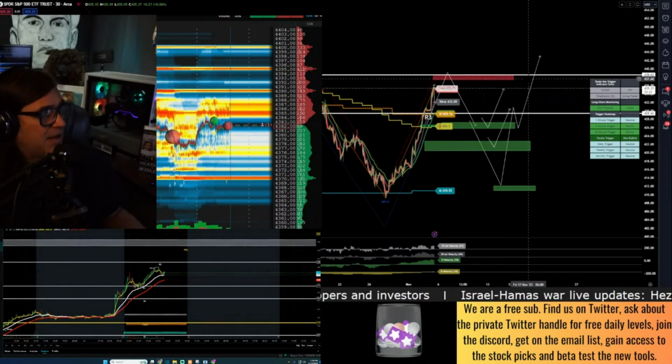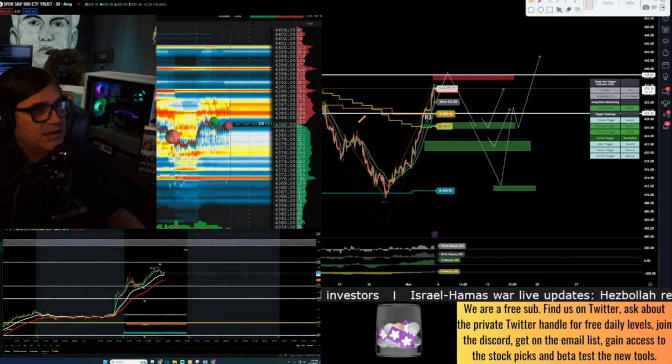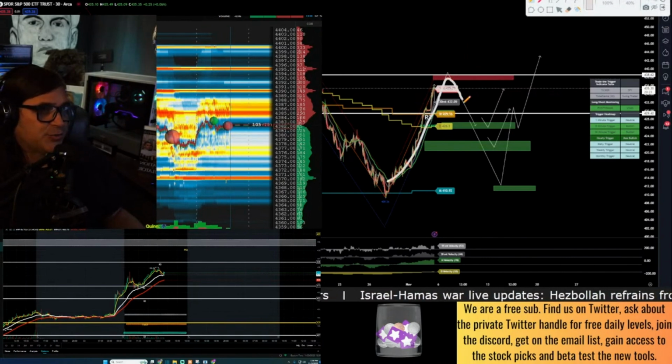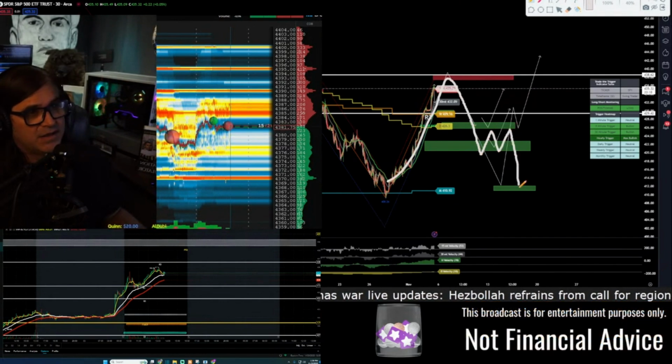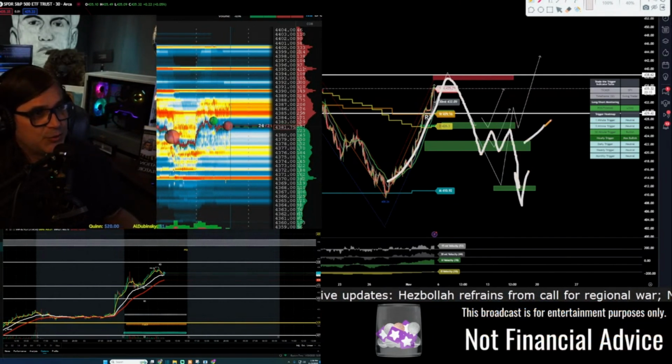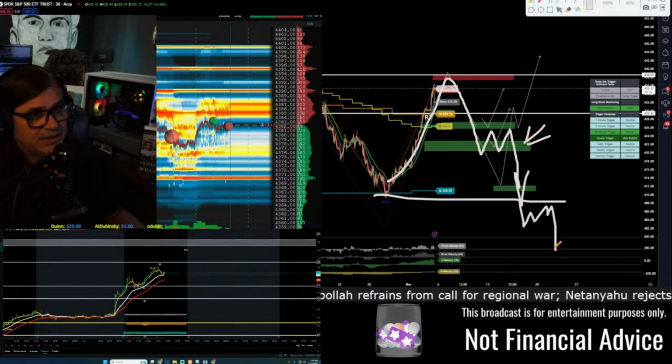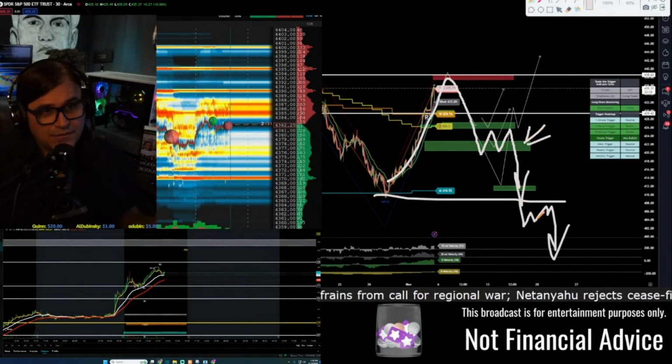You would actually see me in a true bear suit if we began to break underneath this and started coming down. This would be super bearish right here. As a matter of fact, breaking this previous low would be a full bear suit. It'd be all over for the market at that point.